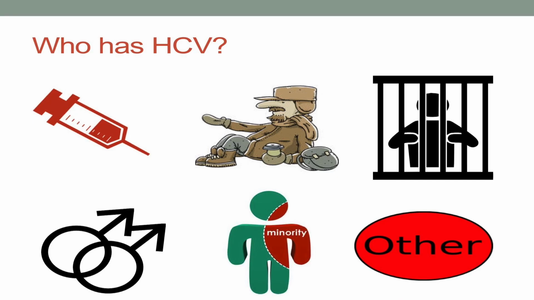So who has hepatitis C? Well, for us, it's about 80–85% people who inject drugs. And those populations, people who inject drugs, are slightly enriched in people who are homeless and people who are in prison. So that's why we focus on those groups as well. MSMs, and then you've got racial minorities, and you've got a whole group of other people, as you'll all know, working in hepatitis C, that have hepatitis C that don't fit into these risk groups.